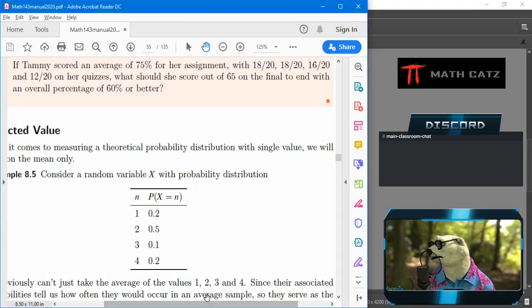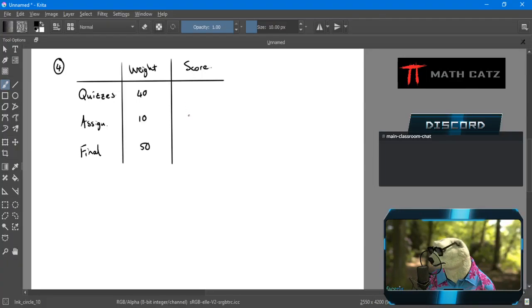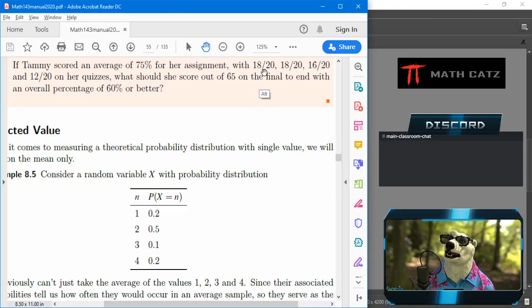Now, she scored 75% on her assignment. Okay, so that's right away there, a 75 score. That's easy enough. 18 out of 20, 18 out of 20, 16 out of 20, 12 out of 20 on the quizzes, which we can merge and find an average score for the quizzes. Let's just do it in a calculator.